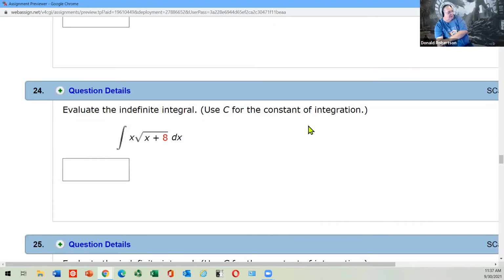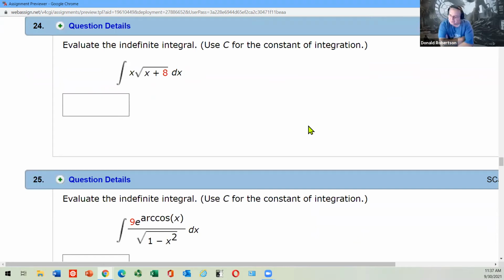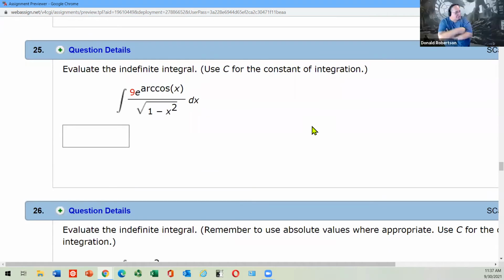I'll skip that one by. What about 24? X plus 8. Yeah. What about 25? I hate arc cos. It's inverse cos, but whatever. Right. Who's the u sub in 25? Is it inverse cosine x? Thank you for changing it to the correct answer. Yes. Do you want to tell me why you picked it? Because it's the right answer. What made you think it was that?